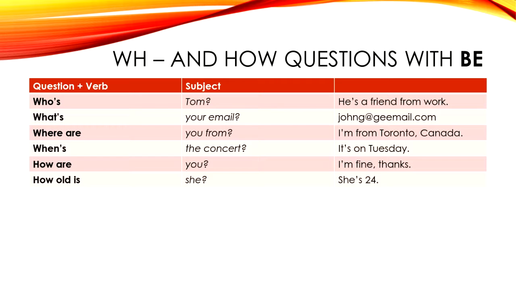So first we start with a question and a verb. Who is, or whose, Tom? Okay, answer: he's a friend from work. Then you have what's, or what is, your email? John G at gmail.com.